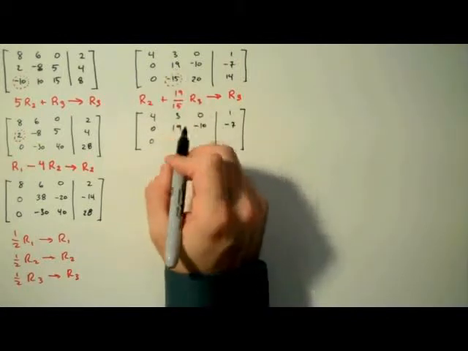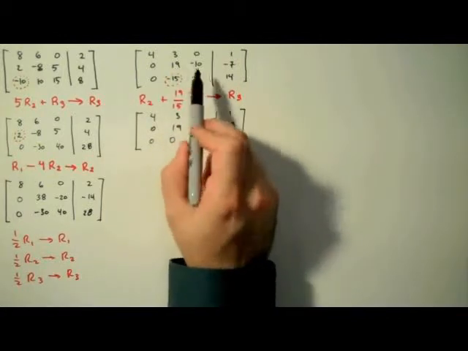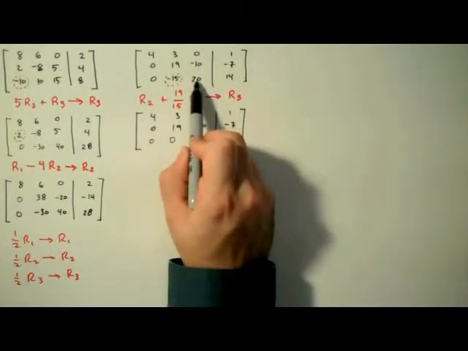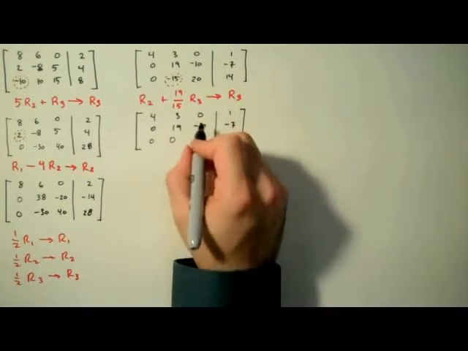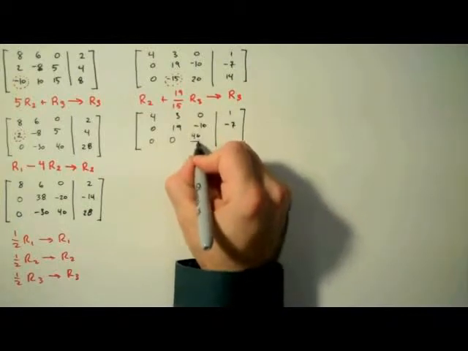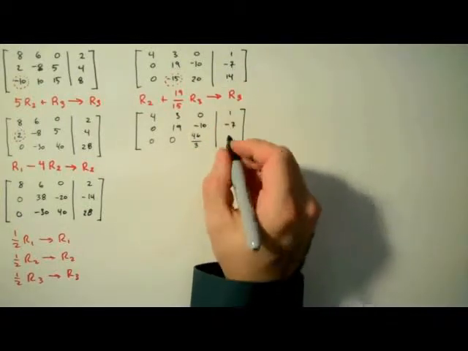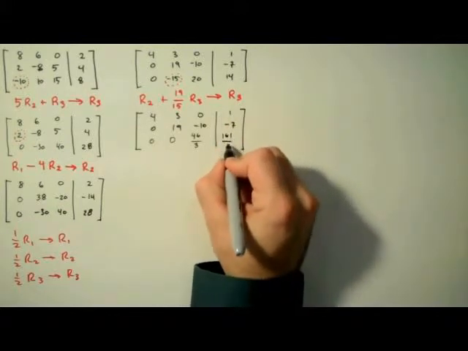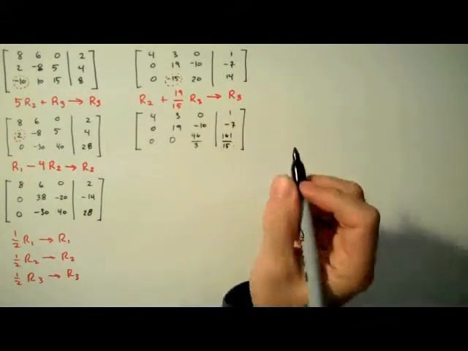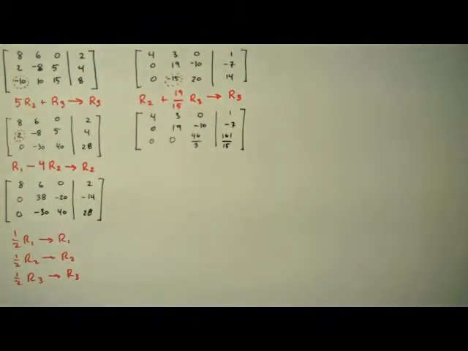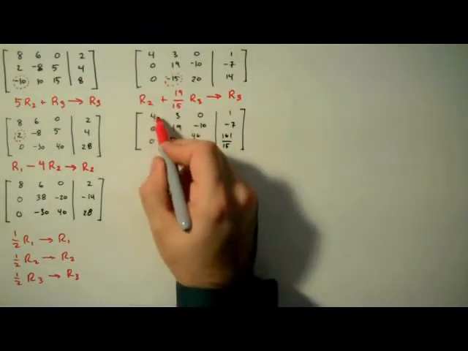19 plus 19/15 times negative 15 gives us 0. Negative 10 plus 19/15 times 20 gives us 46/3. Kind of funky. Negative 7 plus 19/15 times 14 gives us 161/15. That's pretty funky. Okay, so along this diagonal here, we're going to need 1s.